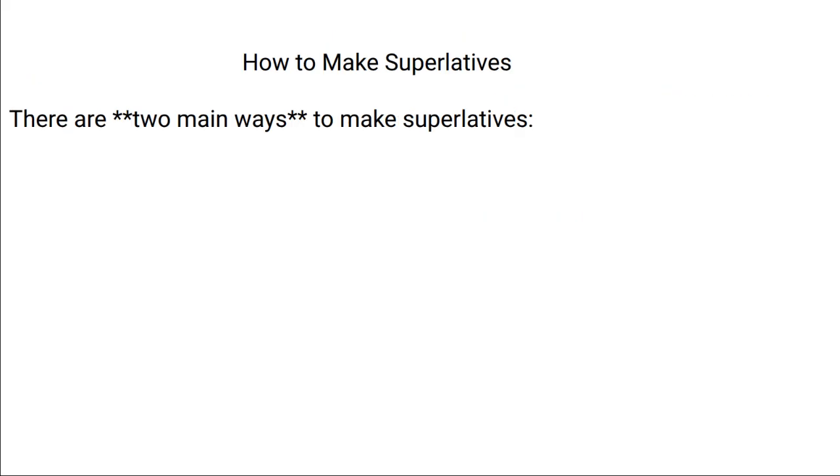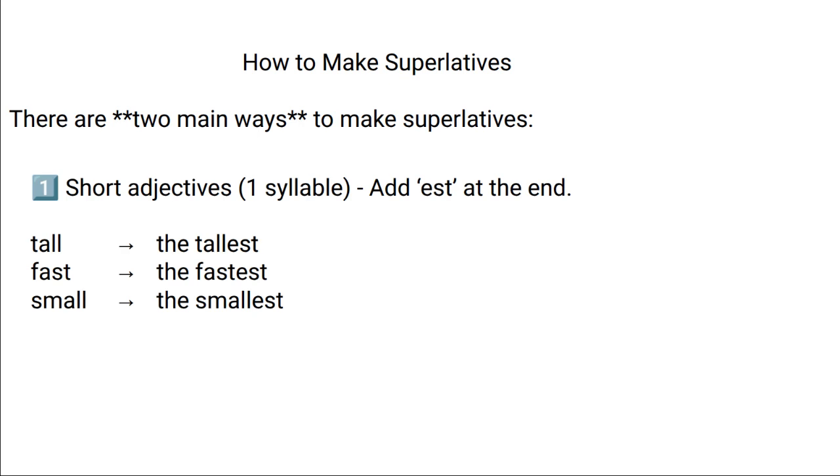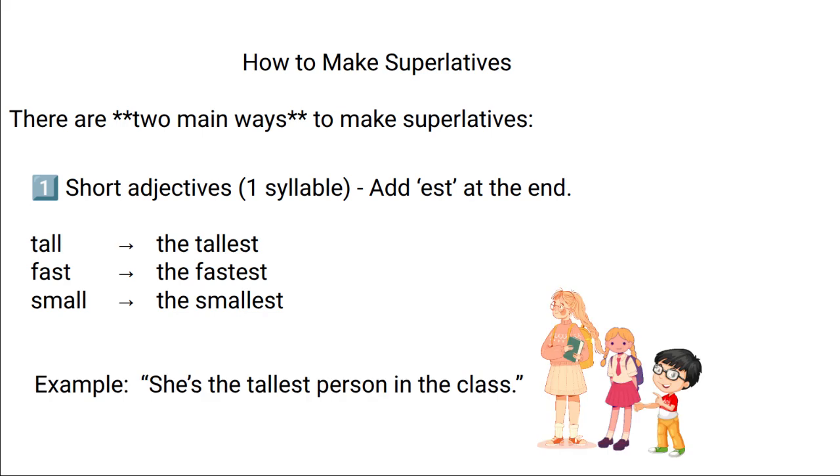So how do we make superlatives? Well, there are two main ways to make them. First, when we're using short adjectives of one syllable, we add est at the end. So tall becomes the tallest, fast becomes the fastest, and small becomes the smallest. For example, she's the tallest person in the class.